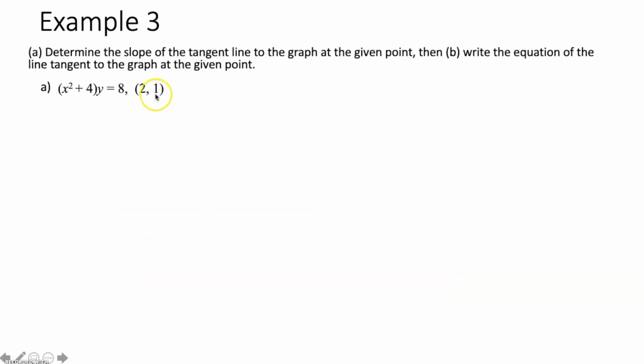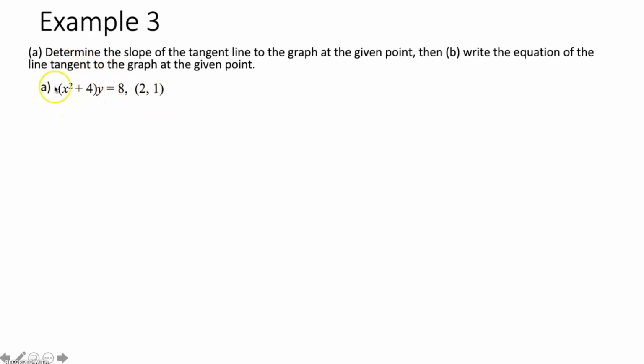Now example 3 has 2 parts. The first part says determine the slope of the tangent line to the graph at the given point. The second part says write the equation of the tangent line to the graph at the given point. So first, we just want the slope of this graph at this given point. So to find slope, remember, slope of a graph is just the same as the instantaneous rate of change, the slope of the tangent line, or the derivative at a given point.